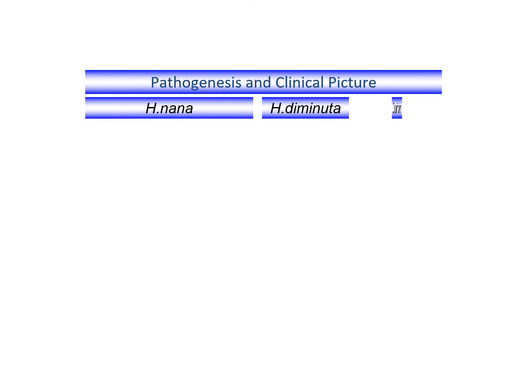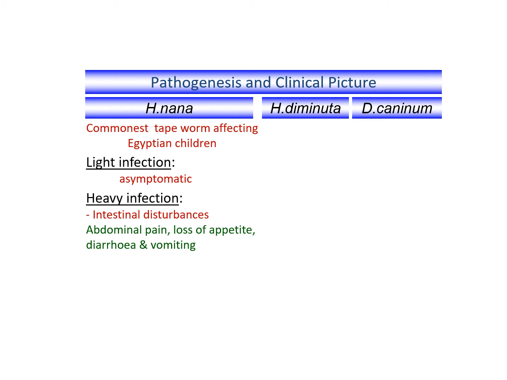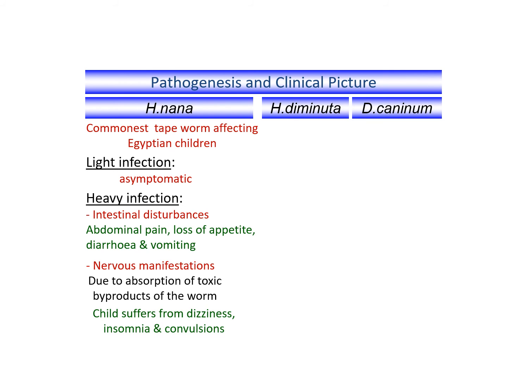Pathogenesis and the clinical picture of nana: commonest tapeworm affecting Egyptian children. Light infection asymptomatic; heavy infection causes intestinal disturbances in the form of abdominal pain, loss of appetite, diarrhea and vomiting, and nervous manifestations due to absorption of toxic byproducts of the worm. The child suffers from dizziness, insomnia and convulsions. Diminuta and caninum: asymptomatic or intestinal disturbance.